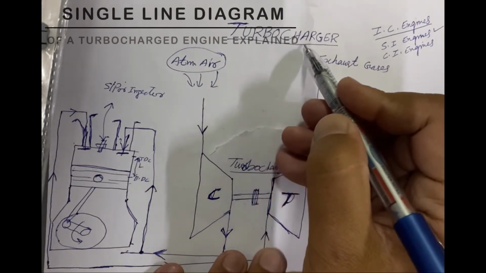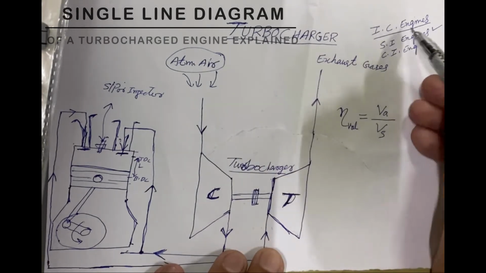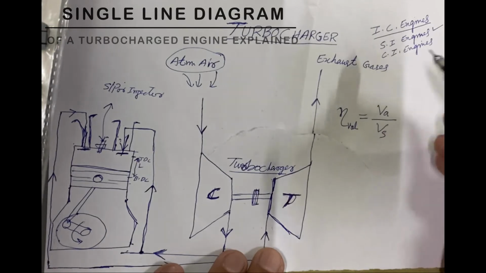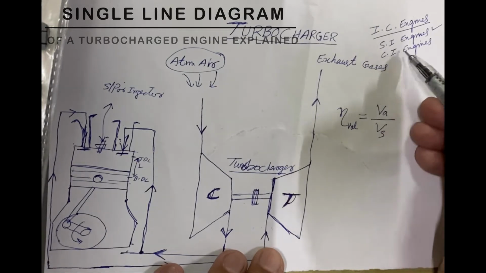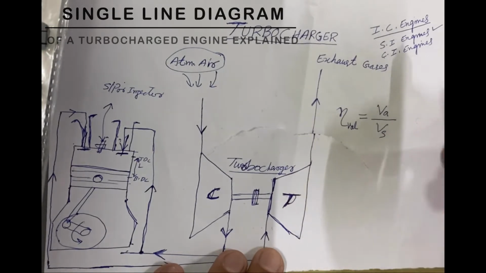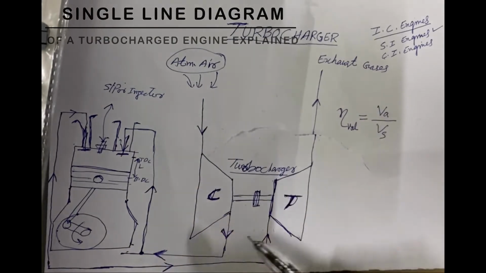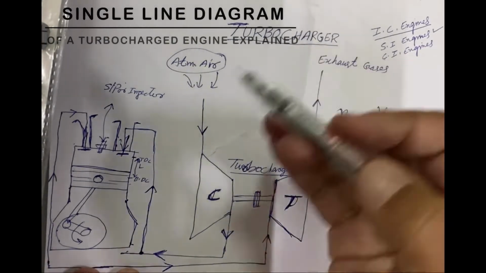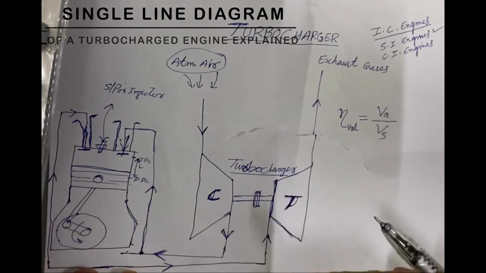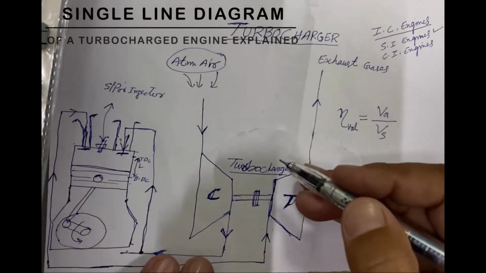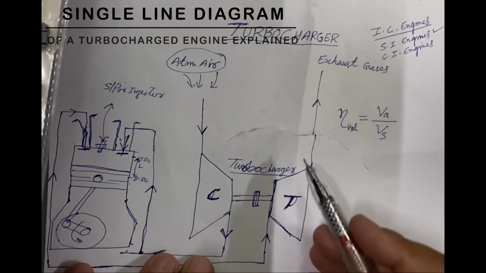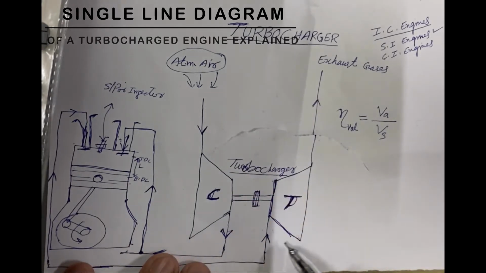Turbocharger, which is used in case of IC engines, it may be a spark ignition engine or CI engine, compression ignition engine. I have drawn already a single line diagram in order to understand how it works. Today we will see how it works. What is in a turbocharger? In turbocharger there is nothing.